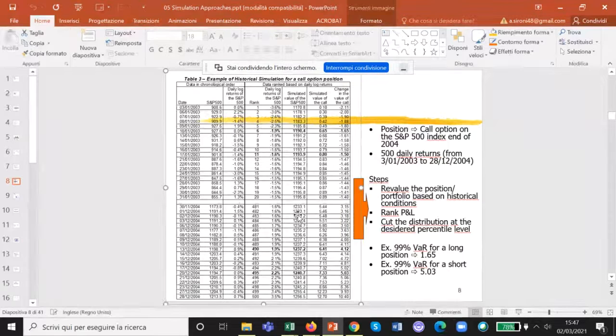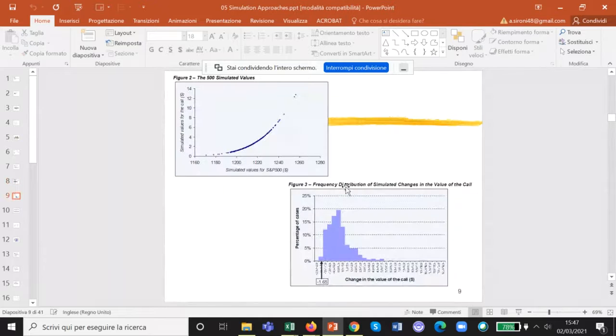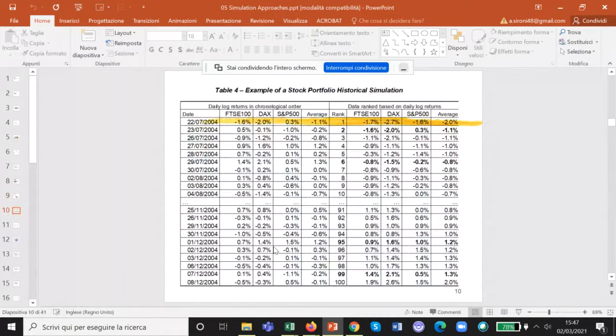Also, take a look at this example. Did we use any sensitivity coefficient? No. We revalue the call option for each simulated scenario. We revalue the price of the call option, okay? No sensitivity coefficient, no linear sensitivity assumption. We're just revaluing the price of the option in each simulated scenario, okay? For example, here are the stock market index simulated values. That's the distribution of the changes in the value of the call option. It's clearly not a normal distribution. It's based on historical market factor changes, okay?